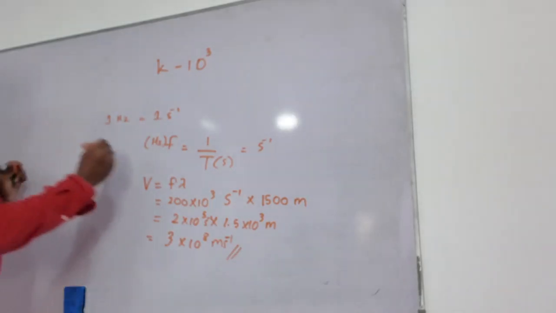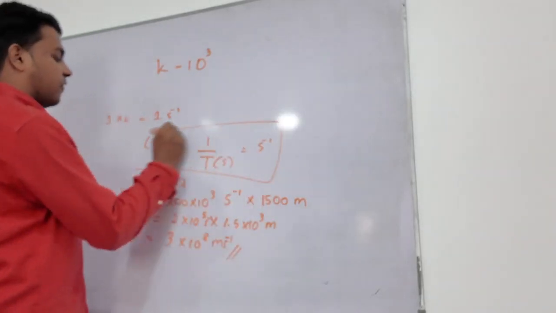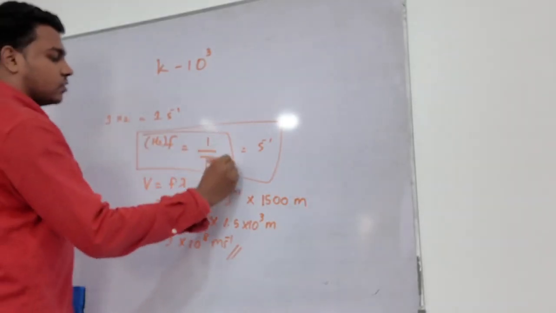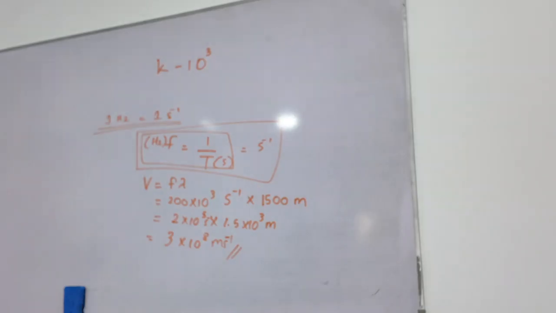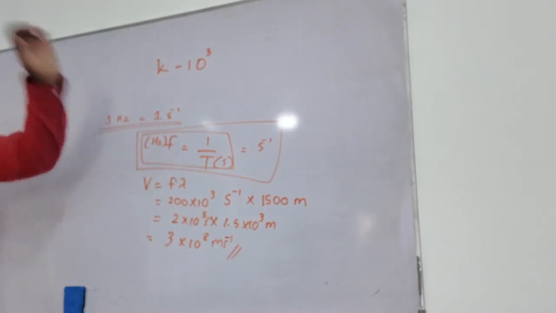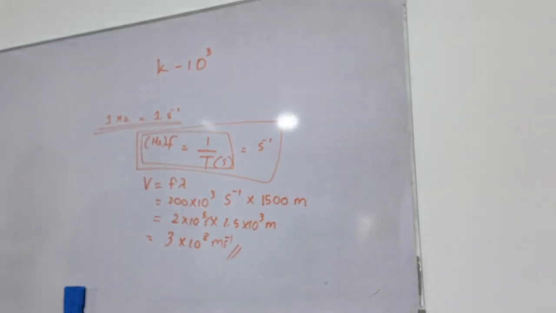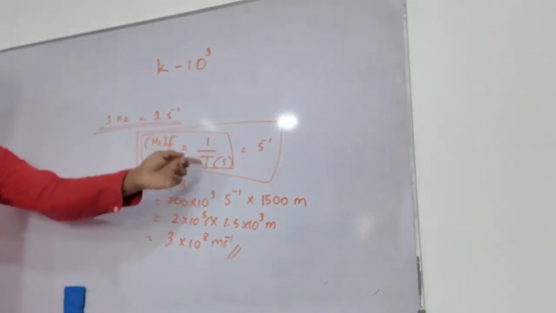Copy this part down as well. This equation f equals 1 over t, that is also something you are going to need. So remember 1 hertz is equal to 1 s minus 1. Otherwise you will not be able to even define what hertz is. Hertz means just frequency, 1 over time period.